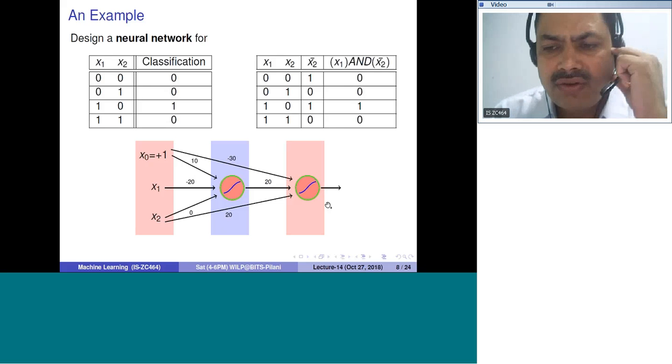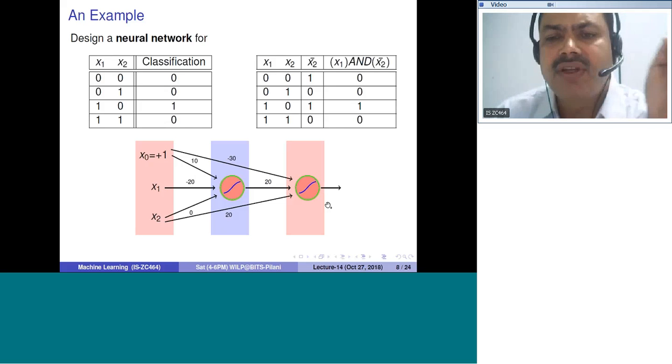So bar is complement, all right, yes, because if you take the bar, this is complement.